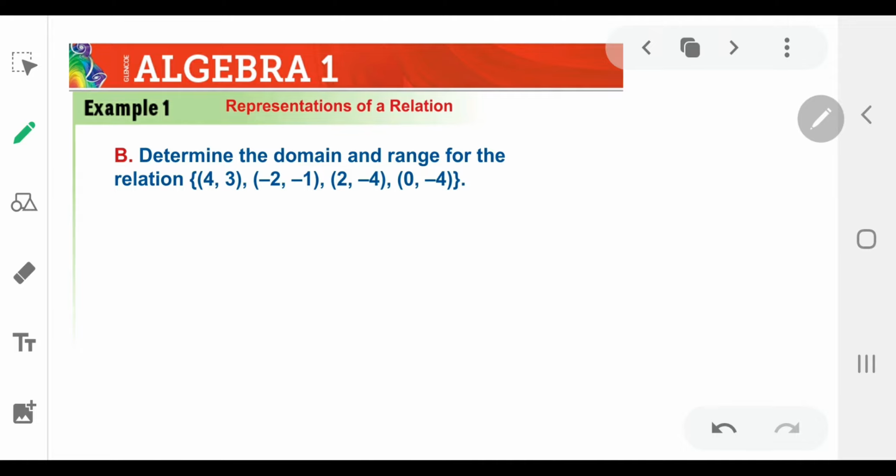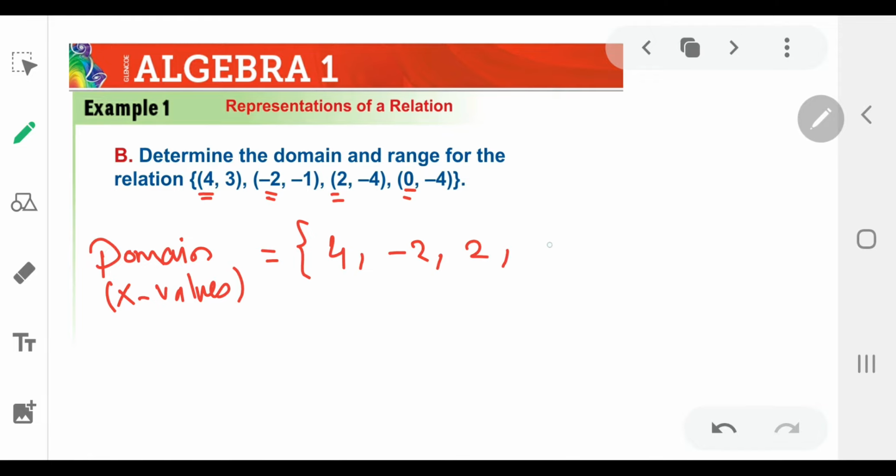The second part of example 1, determine the domain and range for the relation. As we said, the domain, which are the x values. To express the domain, we also use the curly brackets, and we list all the x values of the relation. 4, negative 2, 2, 0. And again, I'm reminding you, if we have a repetition, we don't repeat the same element twice in writing the domain or the range. If we have a repeated x value or a repeated y value, we only write it once in the domain and the range.